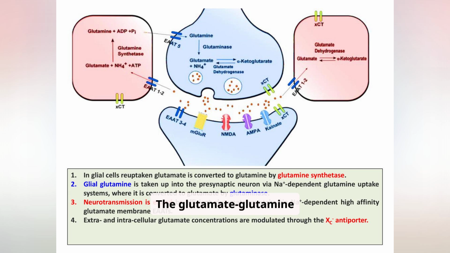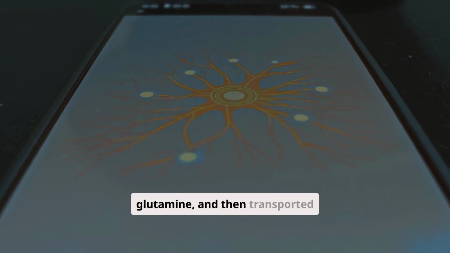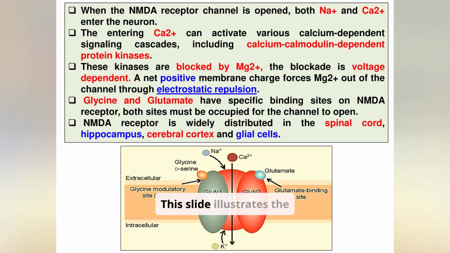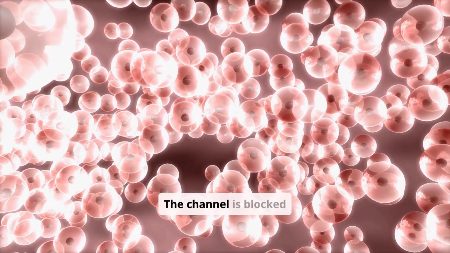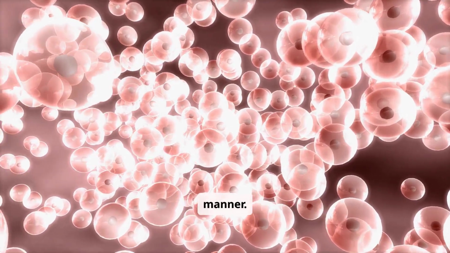The glutamate-glutamine cycle is essential for maintaining glutamate homeostasis. Glutamate released into the synapse is taken up by glial cells, converted to glutamine, and then transported back to the presynaptic neuron. This slide illustrates the function of the NMDA receptor. The influx of Ca2+ through the open channel activates calcium-dependent signaling cascades. The channel is blocked by Mg2+ in a voltage-dependent manner.